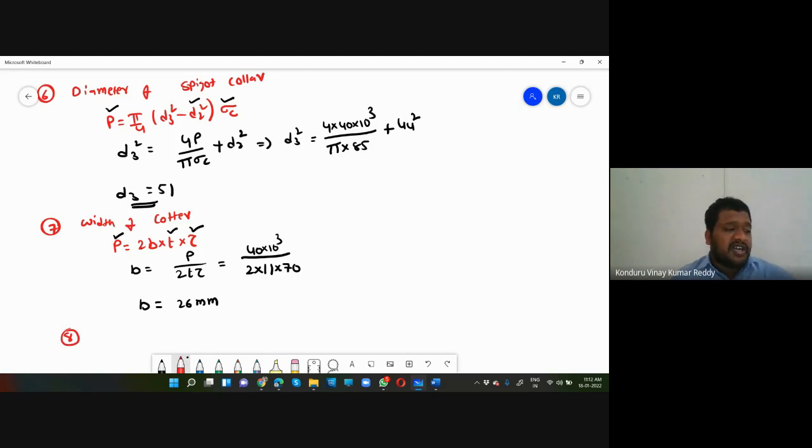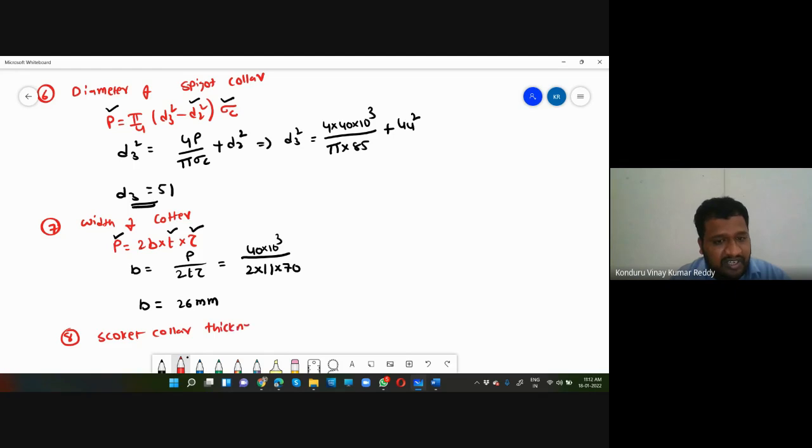Okay, this is up to step number 7. Let us go for step number 8, that is socket collar thickness.